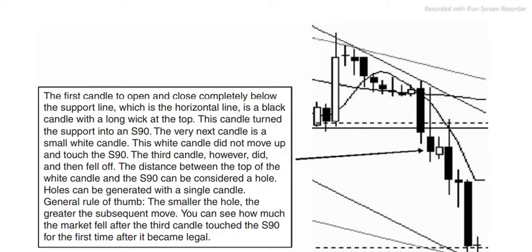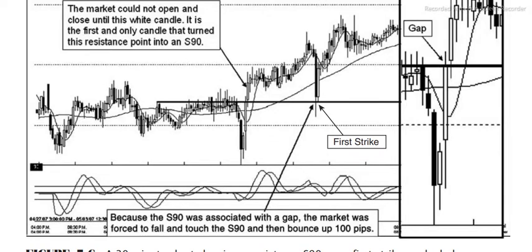This figure shows how a perfect resistance crossover is found crossing over exactly at the bottom of the gap, and the perfect support crossover is found crossing over at the top of the gap.